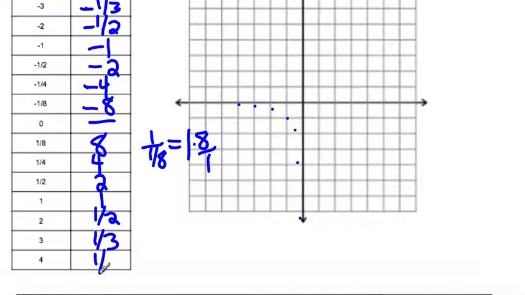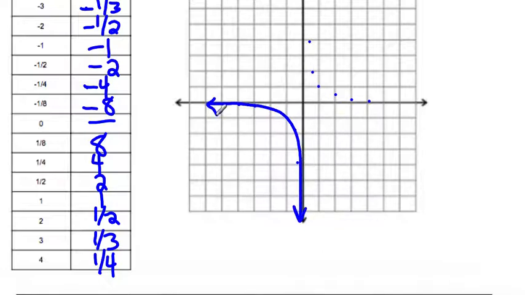1/3 and 1/4. Okay, so we get 1/8, 8. That doesn't fit on here. 1/4, 4. 1/2, 2. 1/1. 2/2, 3/3, and so on. Okay, so hopefully you can tell from this graph what's happening. This looks like this. It's kind of going down, and it keeps going down, and it keeps going this way. And the same thing's happening the other direction.